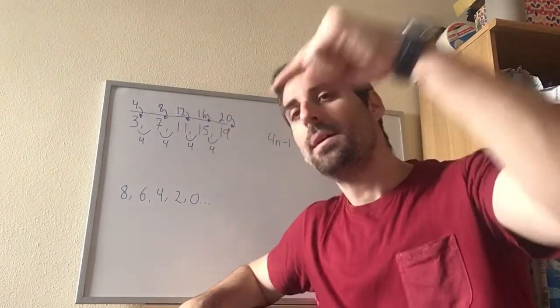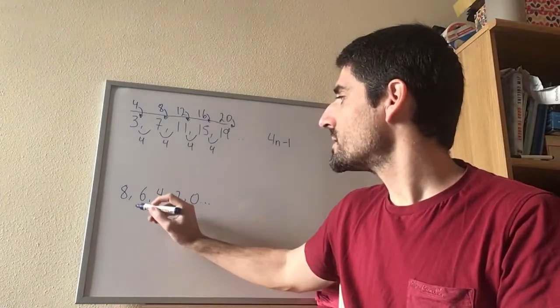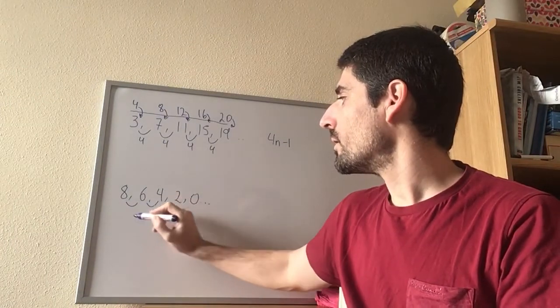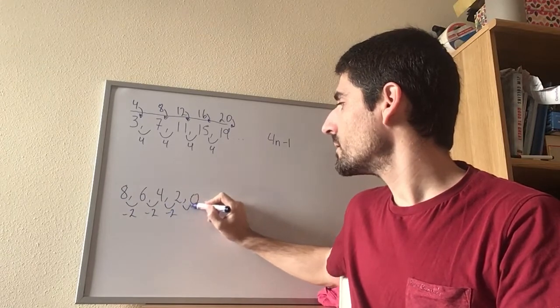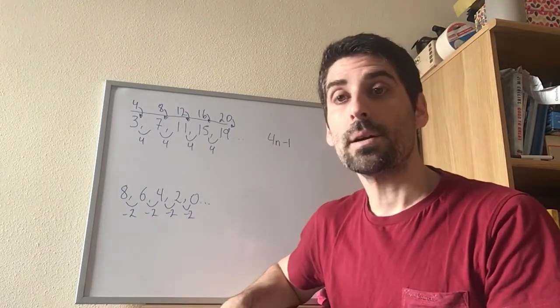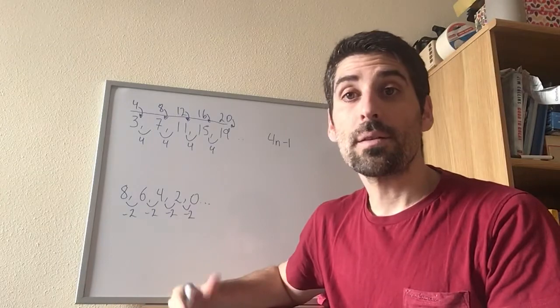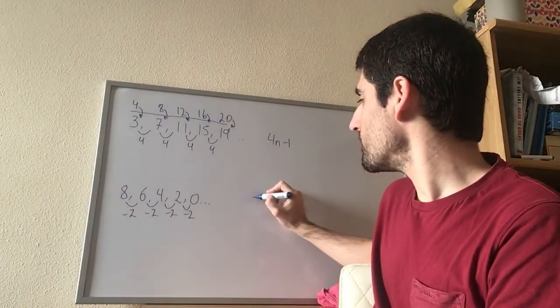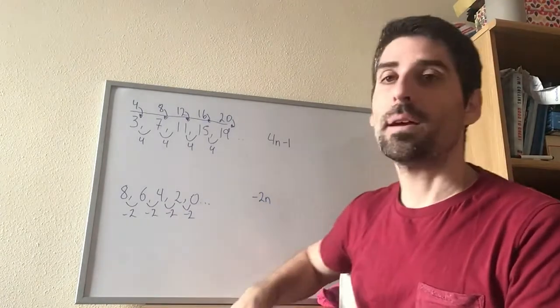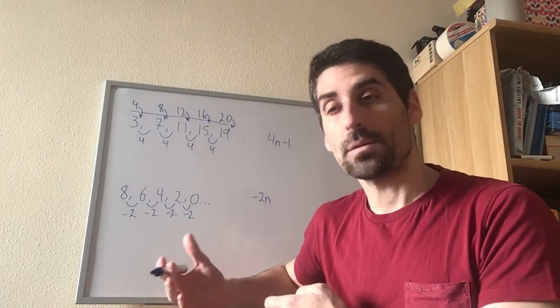Okay, let's look at another example with a sequence that, instead of going up, is actually going down. So this sequence here, hopefully you can all see that it is going down by 2 every time. So the nth term is going to begin with minus 2n. And now we need to figure out the add-on.